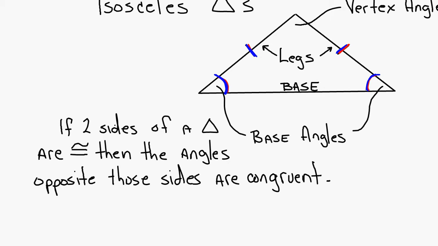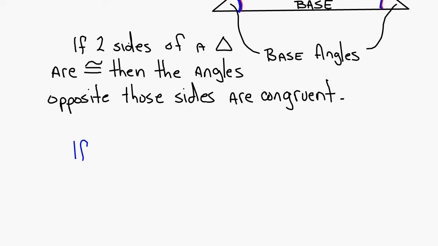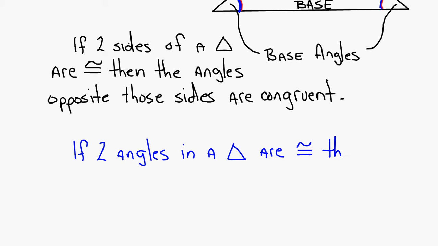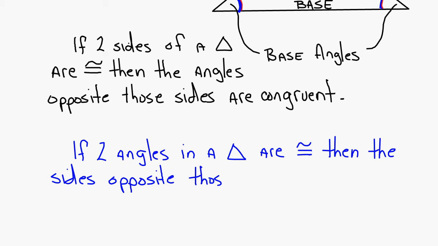The converse of that theorem is also true, and it states that if two angles in a triangle are congruent, then the sides opposite those angles are congruent.